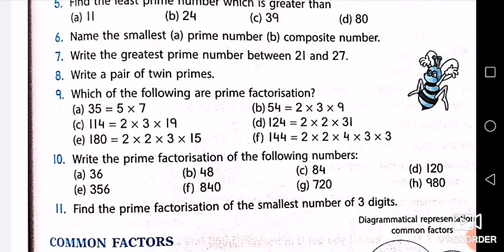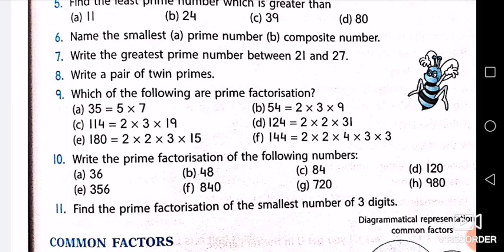Now in F part, can you see in F part any composite number? Yes, 4 is a composite number. So it is not a prime factorization. So in this question you have to write yes, it is a prime factorization. No, it is not. Now come to question number 10. Write the prime factorization of the following numbers.